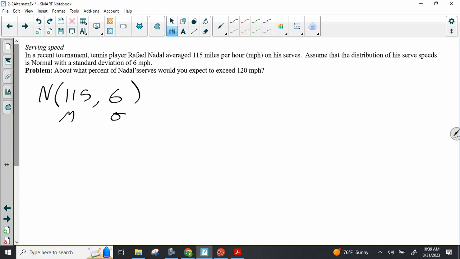All right, so here we want to know what we would expect to exceed 120 miles per hour. So we'll find a z-score for 120. 5 divided by 6. I should know that.